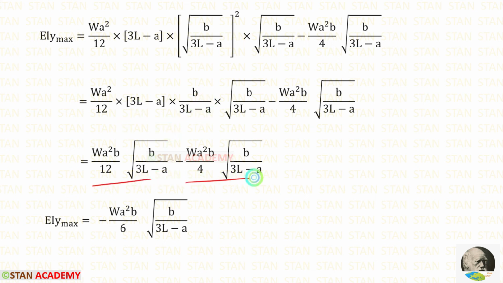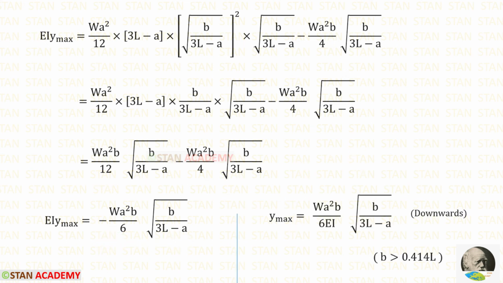We can add these two terms. 1 by 12 minus 1 by 4. We will get minus 1 by 6. For the maximum deflection, we have got a negative value. That means the deflection is downwards. This maximum deflection formula is only applicable when B is more than 0.414 L.